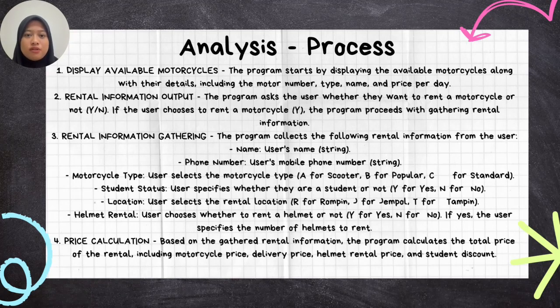Next is the process of rental information gathering. The program collects the following rental information from the user: name, phone number, motorcycle type, student status, location, and helmet rental. Next is the process of price calculation. Based on the gathered rental information, the program calculates the total price of the rental, including the motorcycle price, delivery price, helmet rental price, and student discount.